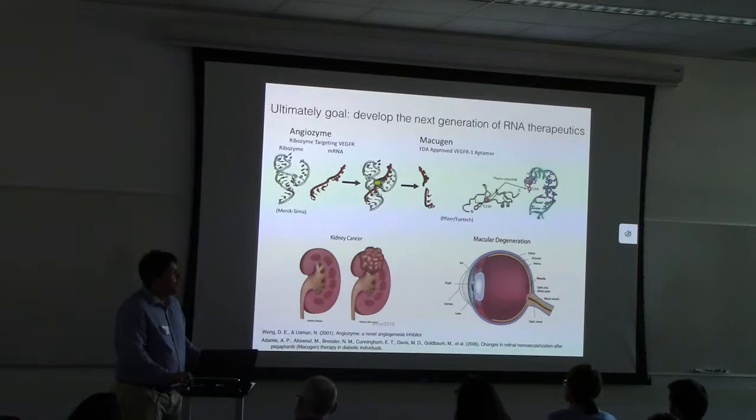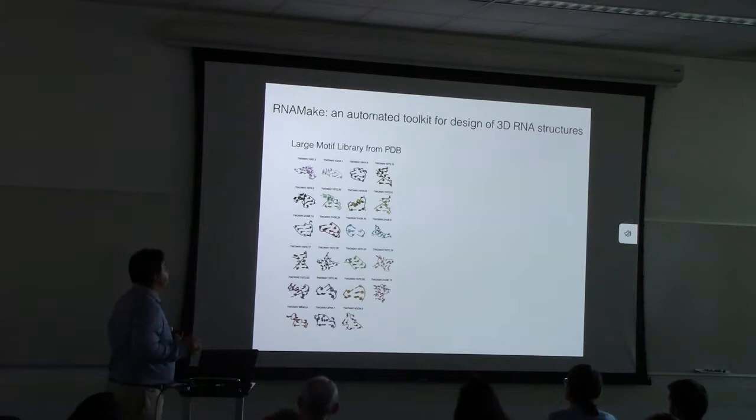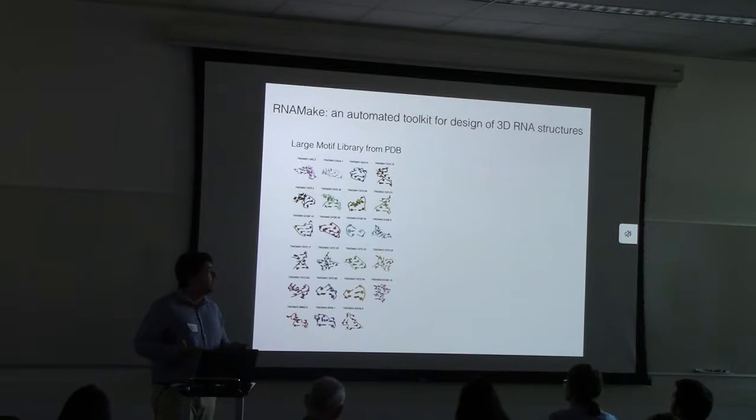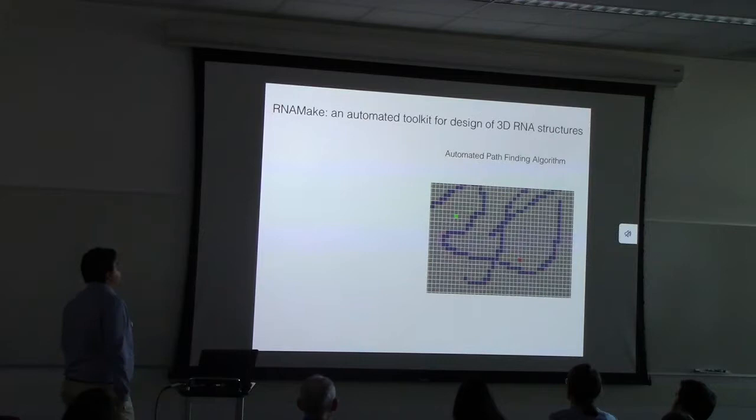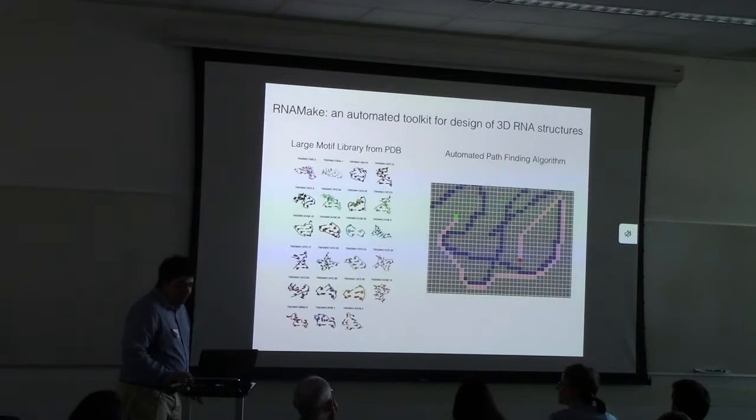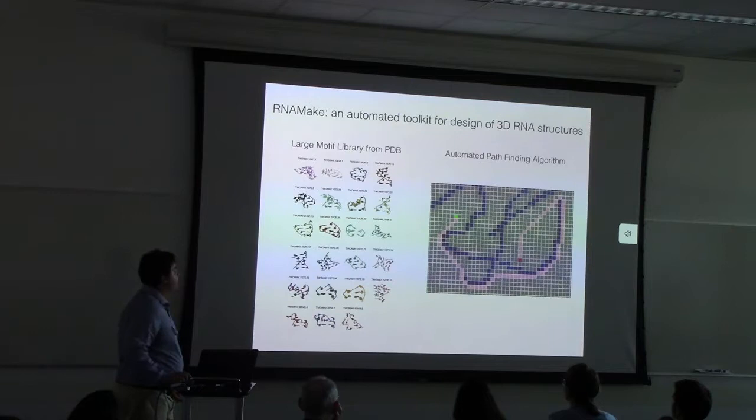So, to describe what I did, I developed RNAMake. This is an automated tool for assembling new structures of RNA. It takes a huge library of motifs from the PDB. I effectively just chopped up the whole PDB. And then I combined it with an automated pathfinding algorithm inspired by A-star pathfinding search. You put those together, and you have a way of building an arbitrary path of RNA.